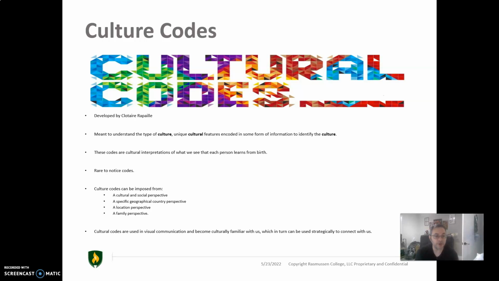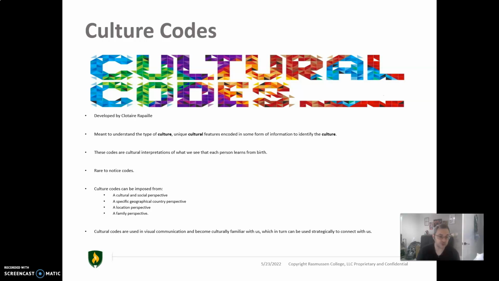Now, culture codes can be imposed by Raphael in four different ways. And it's kind of interesting that it follows the same four types of cultures that we talked about in the last slide. He said they focus on a cultural and social perspective, and a specific geographical country perspective.